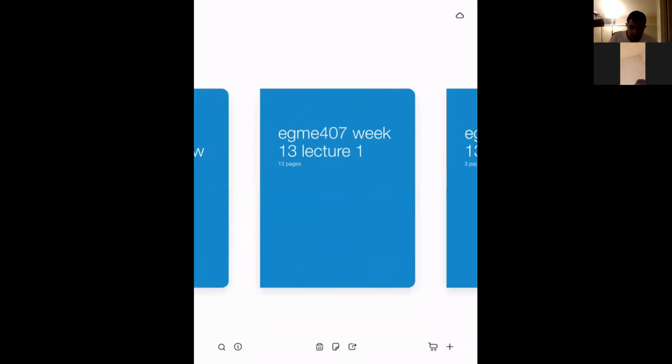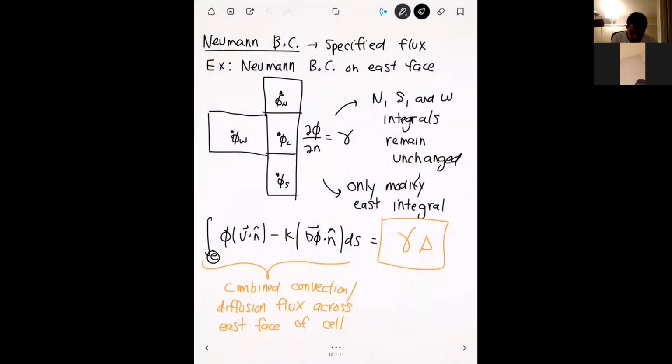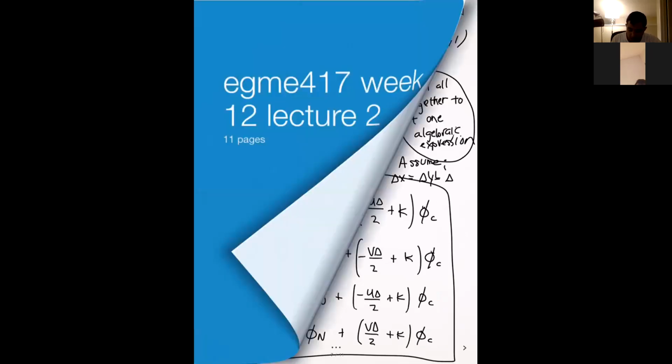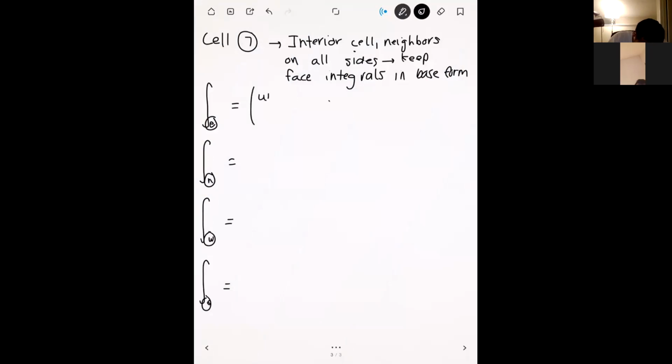Let's look back at the previous set of lecture notes to remind ourselves what those forms are, because I didn't have it written down. The base form for the east integral is (u delta divided by 2 minus k) phi east, plus (u delta divided by 2 plus k) phi c. So for the east integral we have (u delta divided by 2 minus k) phi east. The east neighbor for cell 7 is cell 8, so phi east is phi 8, plus (u delta divided by 2 plus k) phi c, which is phi 7.